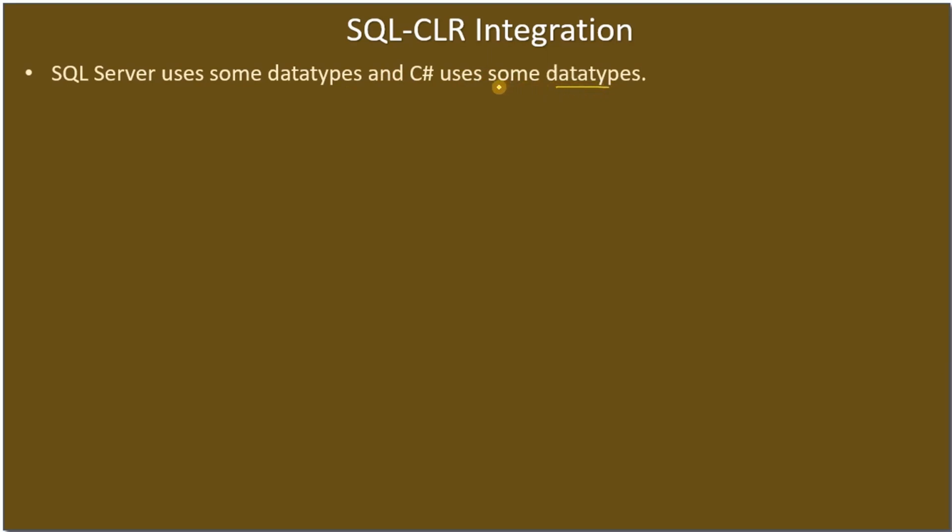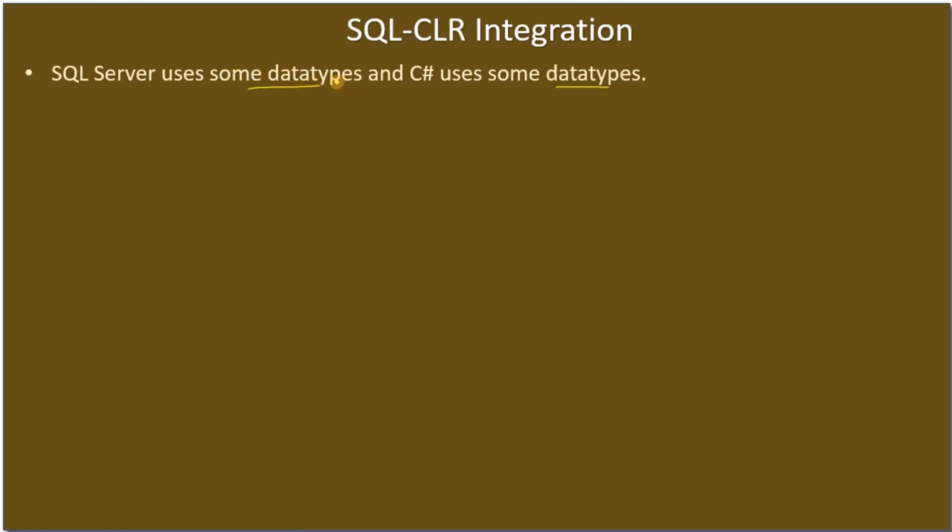They both are different domains, right? So the function we write is in C#. When we are writing the C# function, we may tend to write data types that are specific to C#. But the C# function will run on SQL Server. So SQL Server uses a different data type that is specific to the engine.